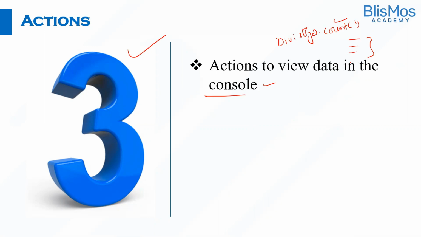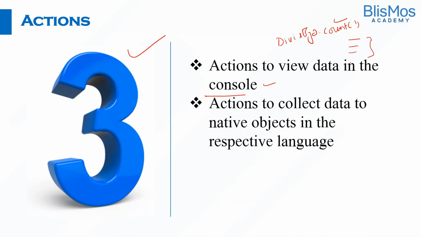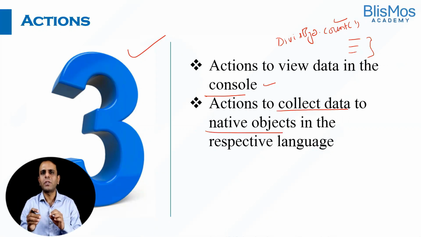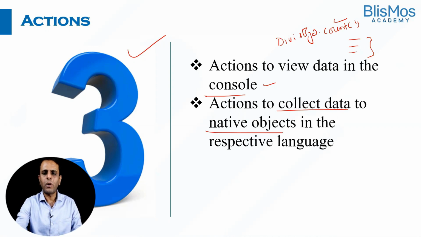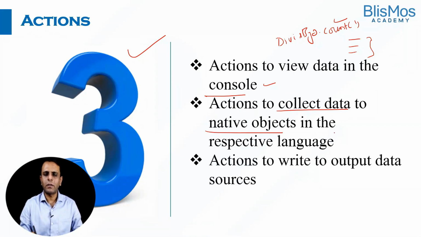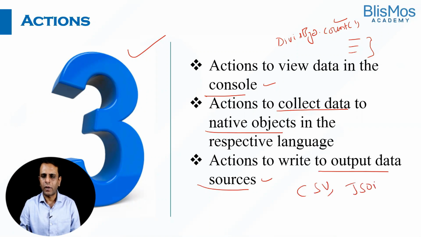Second one of the actions is actions to collect the data into the native objects. Means, let us say you are working with Spark using the Python programming language. Python also has some native objects. Now, sometimes you have to write some of the results of Spark into the native objects of Python. So that is also one type of action. One more type of action would be to write the output to the data sources. What are the data sources? Data sources may be CSV files or JSON files.